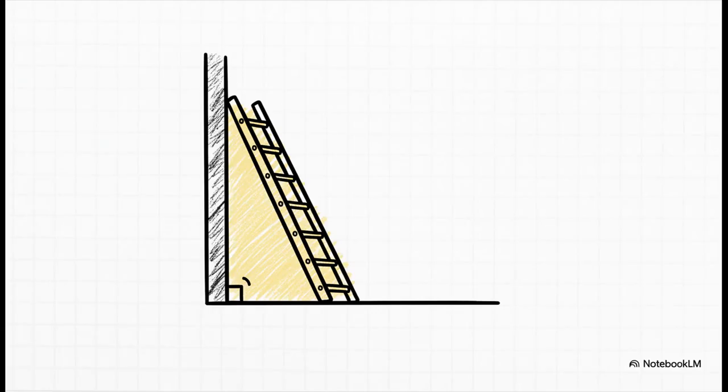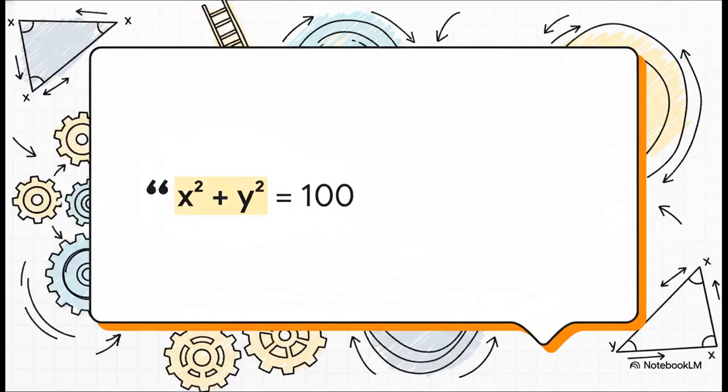Okay, on to step 5. We need to find the bridge, that one equation that links x and y together. We'll look at the picture. The ladder, the wall, and the ground. What do they form? A right triangle, which means we can use our old friend, the Pythagorean theorem. And there you have it.